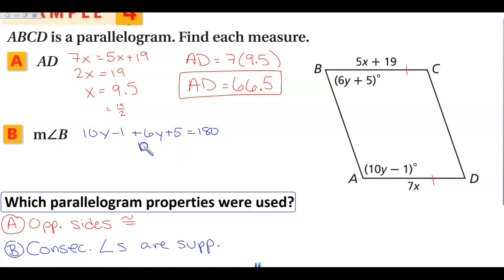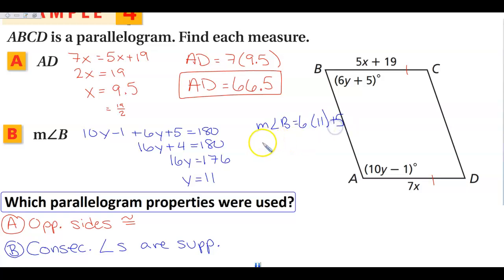So we are going to combine like terms to get 16y plus 4 equals 180. Okay, subtract 4 from both sides. We're going to get 16y equals 176. And when we divide by 16, we get that y is 11. Now, again, I want the measure of angle B, so I'm plugging this in, and I'm going to do 6 times 11 plus 5. 6 times 11 is 66, plus 5 is going to be 71 degrees.